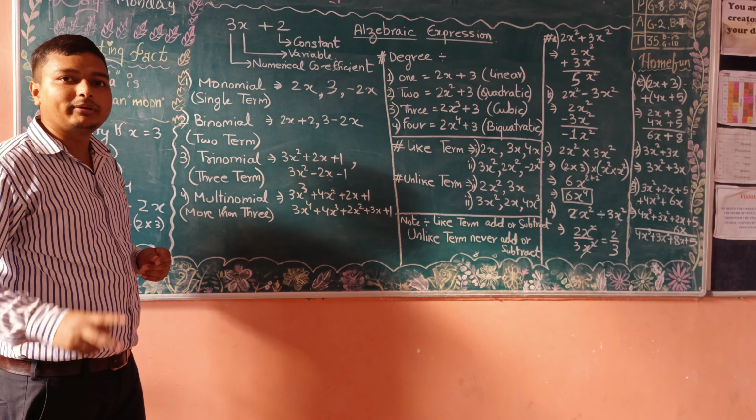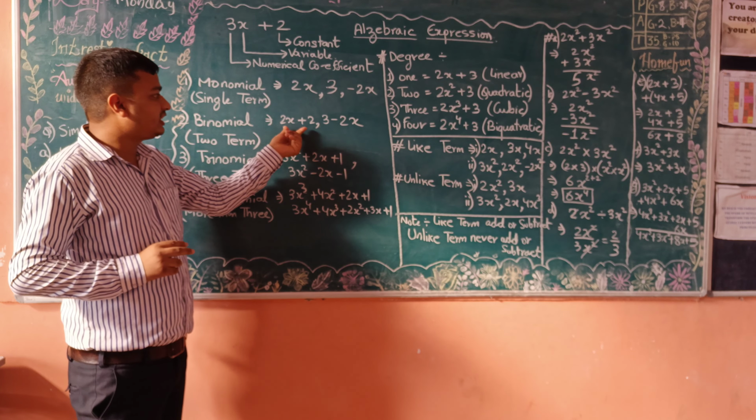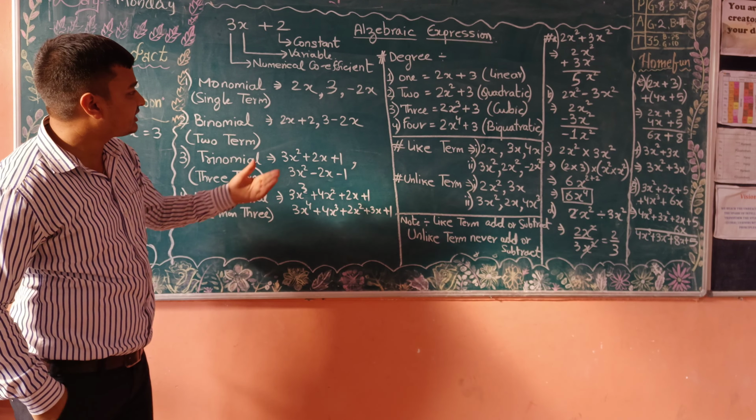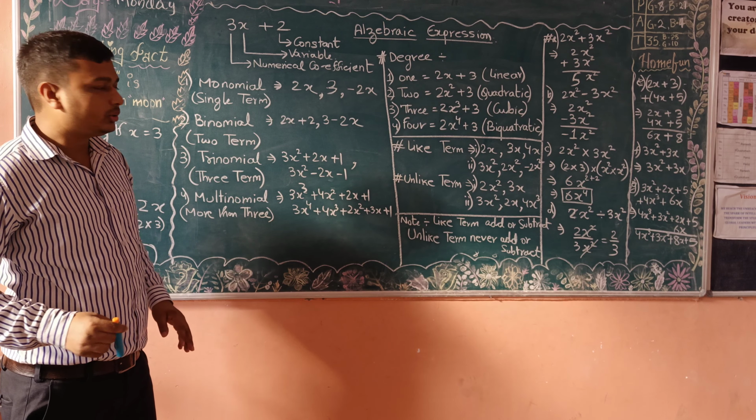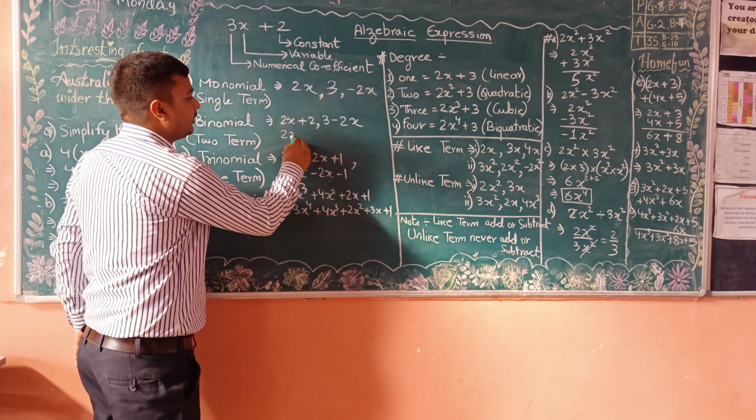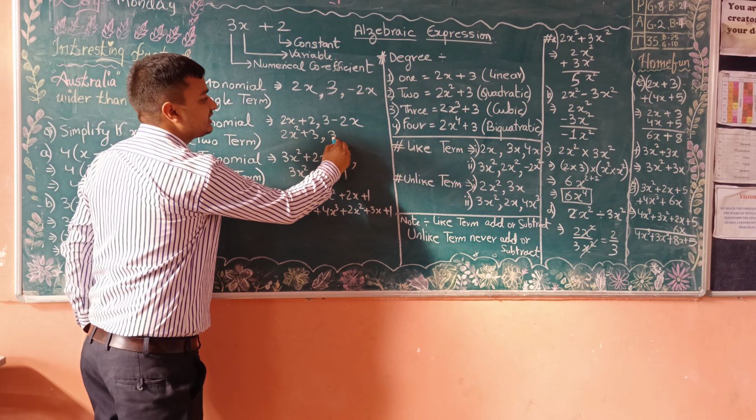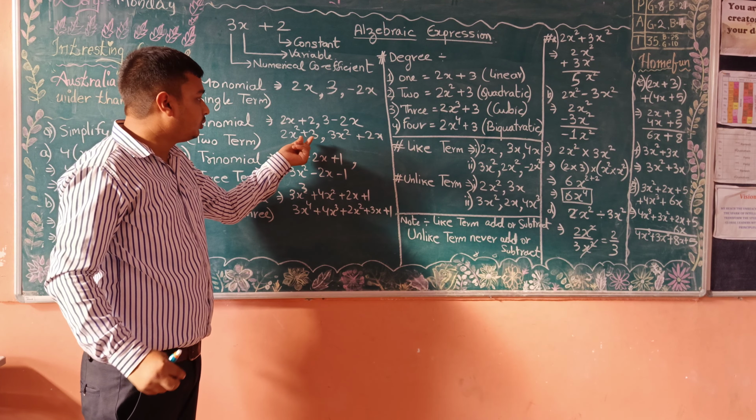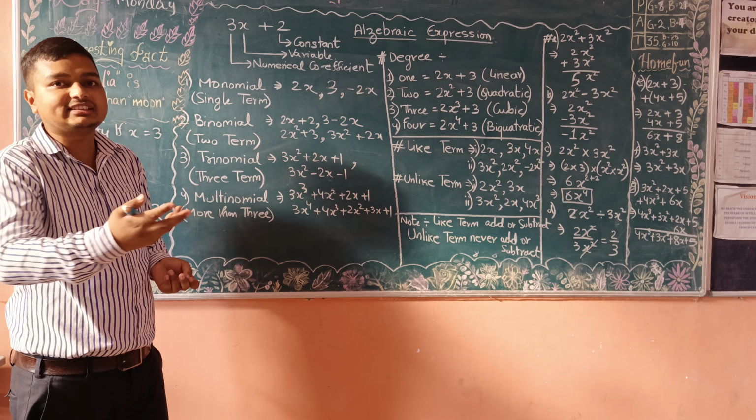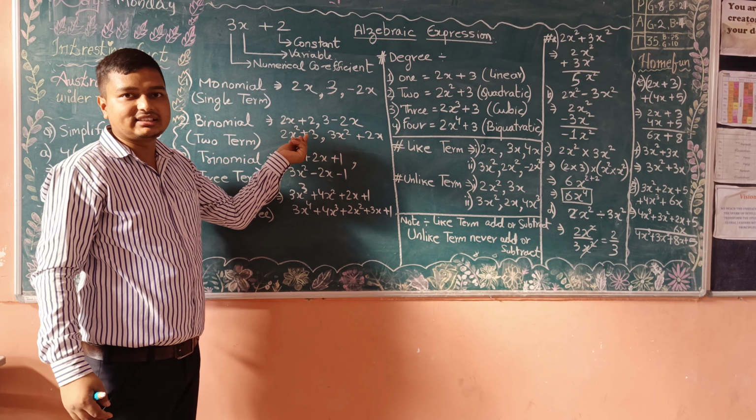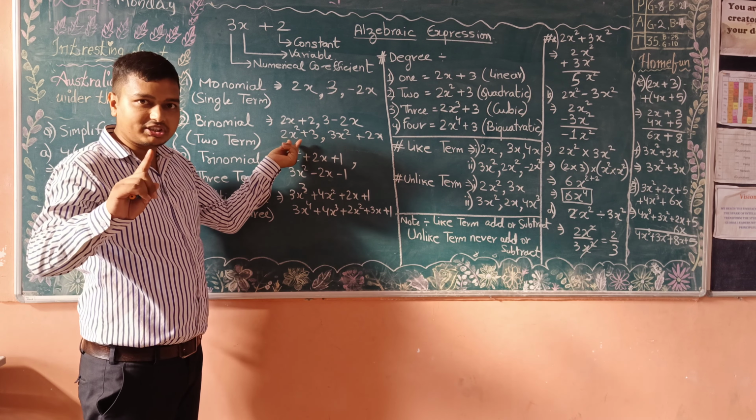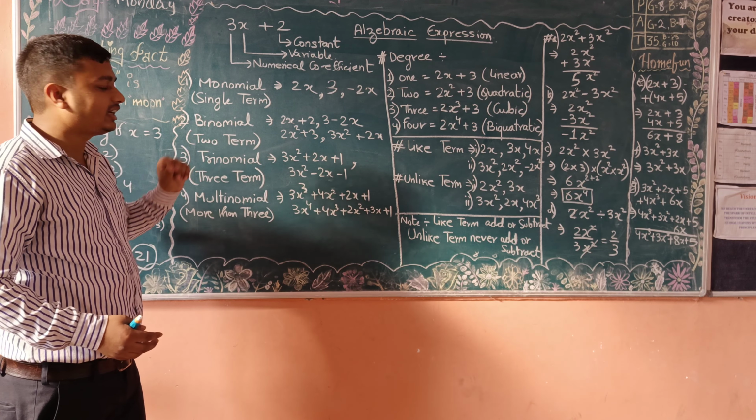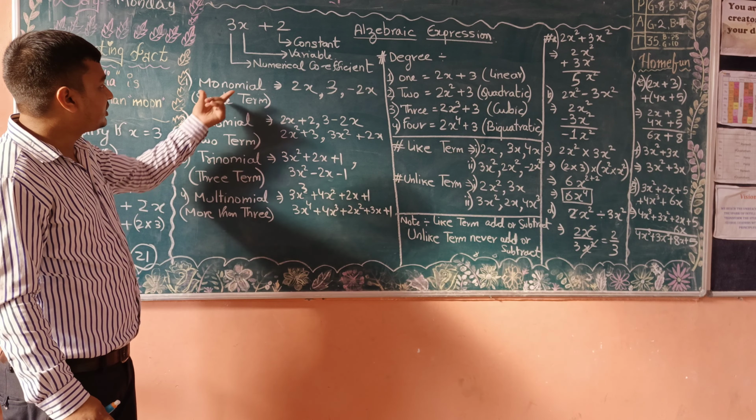Next, the binomial consists of 2 terms. For example, 2x plus 2, or 3x minus 2x. It can be anything, for example 2x square plus 3, or 3x square plus 2x. Any number can be there, but it should have 2 terms. How do I identify the terms? You can see the sign. Plus sign is given. In 2x square plus 3, 2x square is the first term and 3 is the second term. In 3x square plus 2x, 3x square is the first term and 2x is the second term. If there are 2 terms, you can say it is a binomial expression. If it is 1, then monomial.